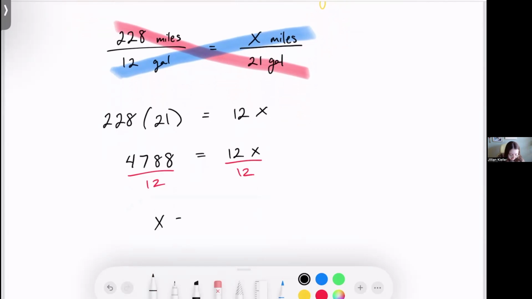And so, calculators or brains, we do 4,788 divided by 12, and that will give us 399. And x, like we said in the beginning, this was miles, so x would be 399 miles.